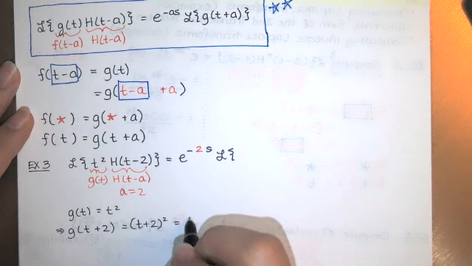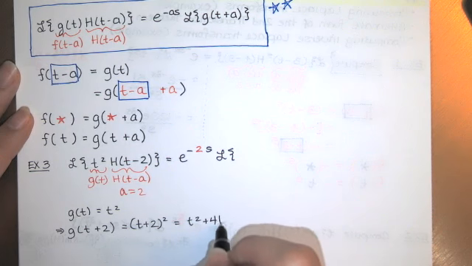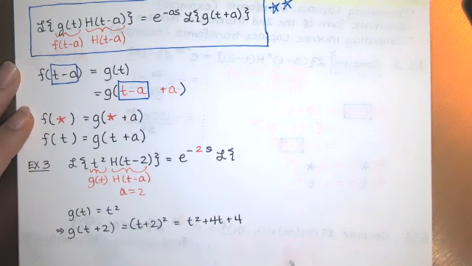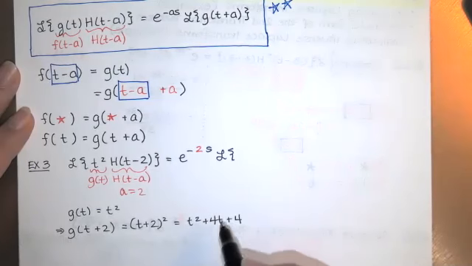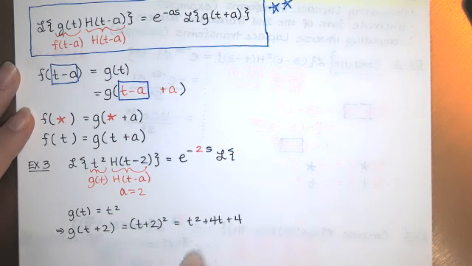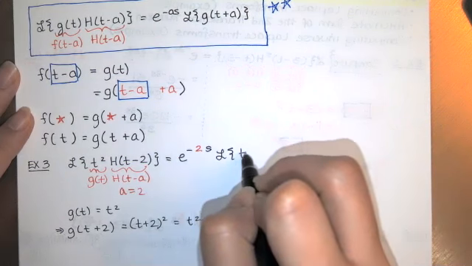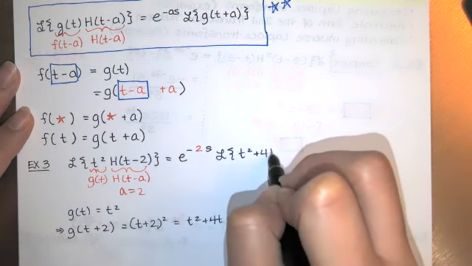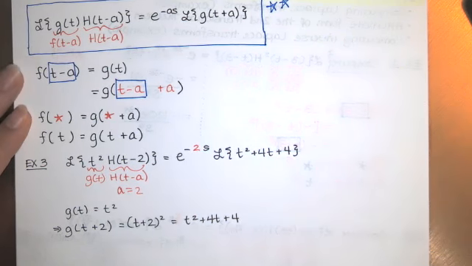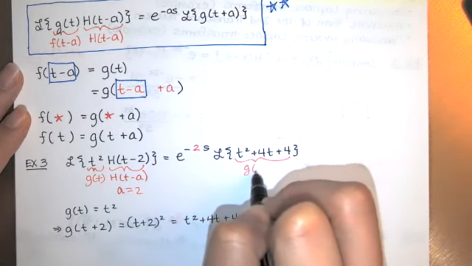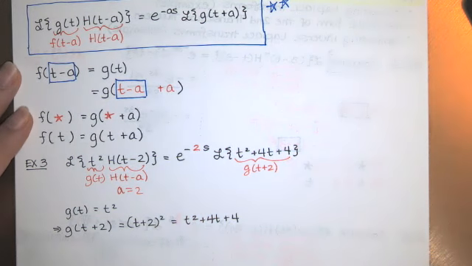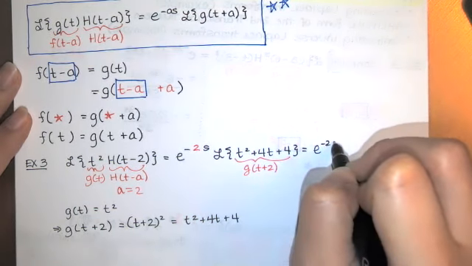Or if you write that twice in FOIL, you'll get t squared plus 4t plus 4. It's not t squared plus 4. You really have to write it twice in FOIL so that you get your inner term, or outer times outer and inner times inner is that 4t. Now you can also memorize that, but I highly recommend that you actually know where that middle term comes from. So we need the Laplace transform of g of t plus 2 over here, which is the Laplace transform of t squared plus 4t plus 4. And that can be computed pretty easily.